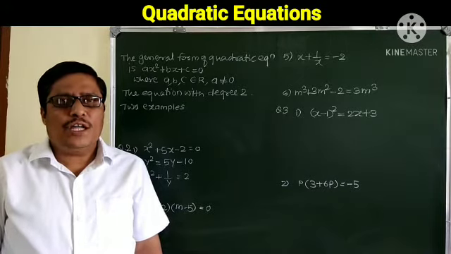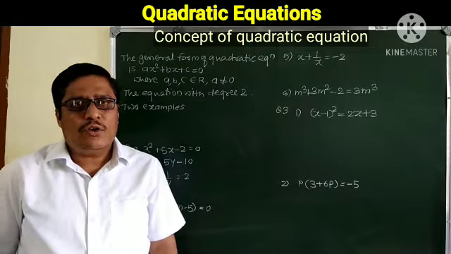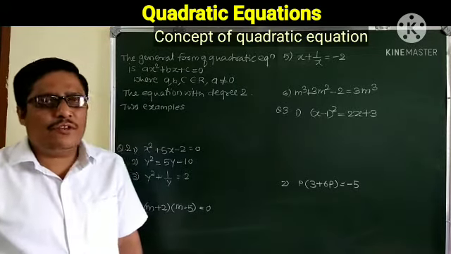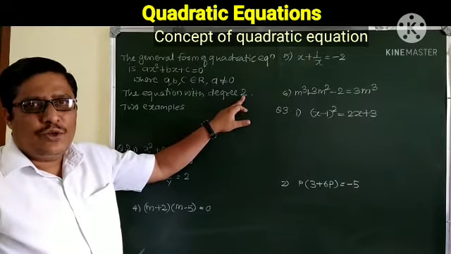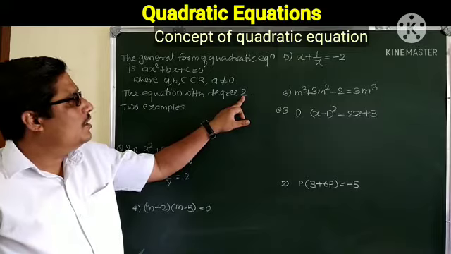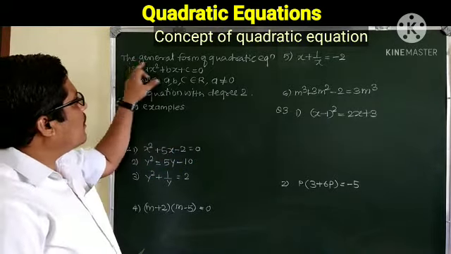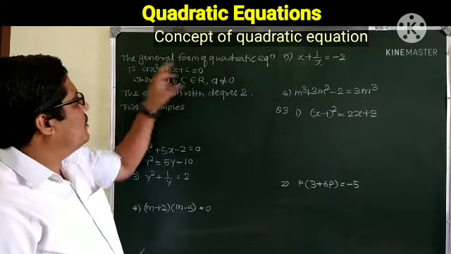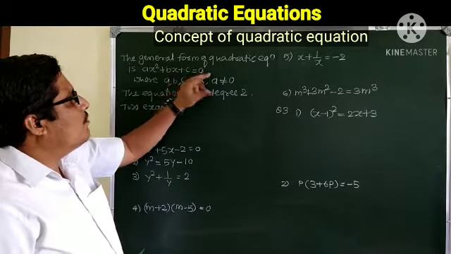In this video, we are going to learn the concepts of quadratic equation. Now, the quadratic equation means the equation in which the degree is 2. Degree means, we know, degree is the highest power of the variable present in the equation. So, the degree is 2. Now, the general form of quadratic equation is ax square plus bx plus c is equal to 0.